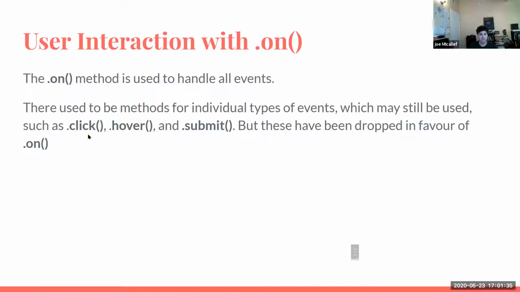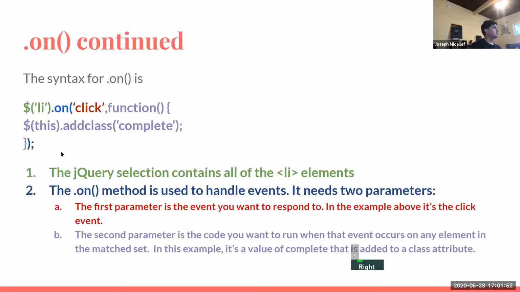So you have different event handlers. So you have click, mouse click, hover, submit. So these actually are older, and now you just have one. So you just have on. So on kind of does everything. So this is kind of an example.